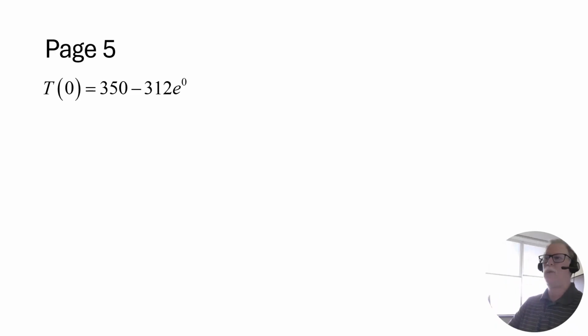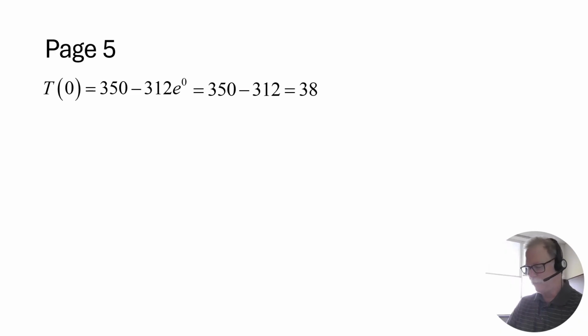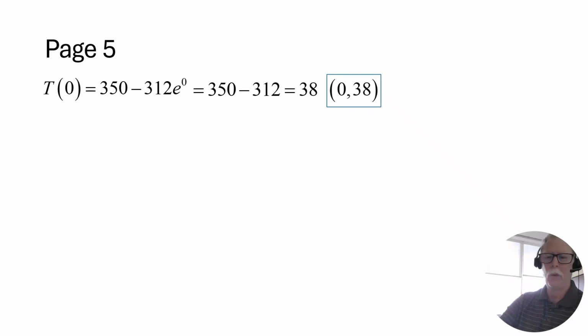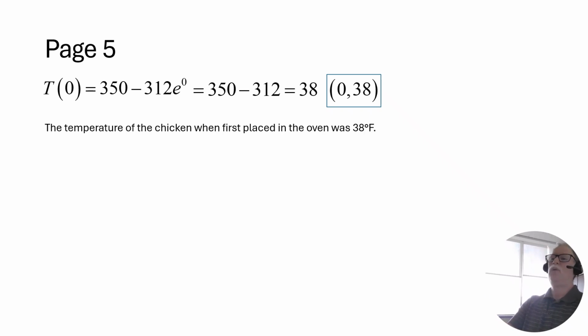All right, so what's the y-intercept? Plug a 0 into the equation, and there you go. What's it mean? Always write intercepts as points. Way back in Unit 2, I started saying that in the very first lesson. So what does it mean? Well, the input is when the chicken was first placed in the oven. The output is the temperature of the chicken. There you go. And I could have said internal temperature.